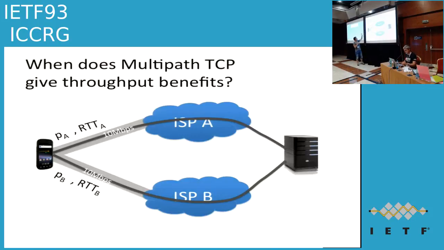So the case we're looking at is this. We have, say, a mobile phone or a DSL client, doesn't matter, with two 10 megabit links. The question is, what happens if, for instance, ISP A decides to start marking or dropping the client's packets?